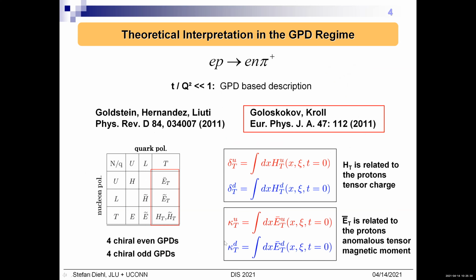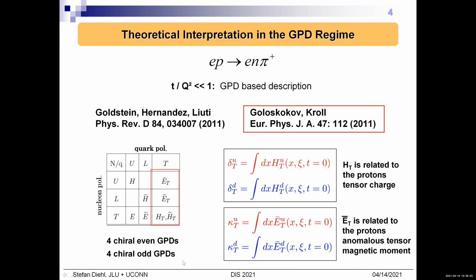And how can we now theoretically interpret this quantity? For this purpose, we look into a GPD-based description, which is valid for -t over Q² significantly less than 1. And here we have two models. On the one side, the model from Goldstein, Hernandez, and Liuti from this reference. On the other side, the model from Goloskokov and Kroll, which was published in this reference and which is used for the predictions shown in this presentation.